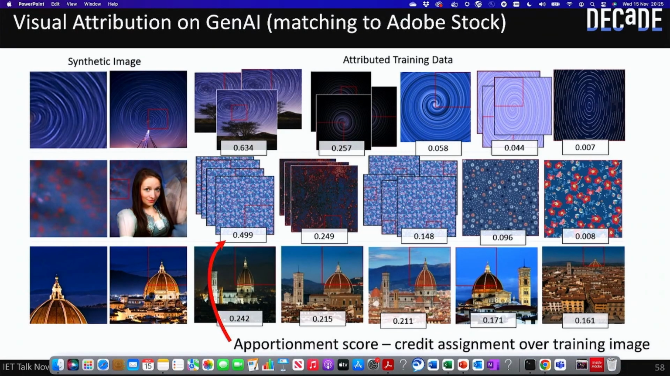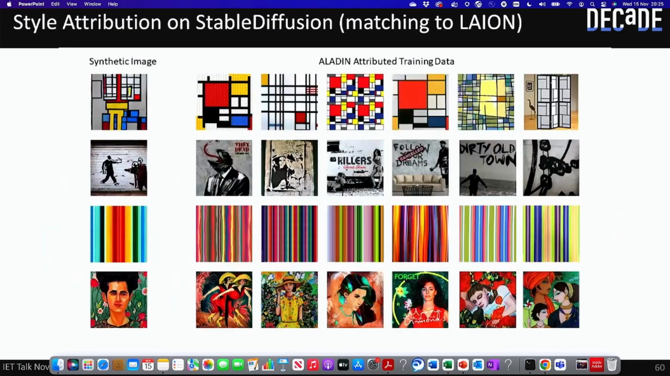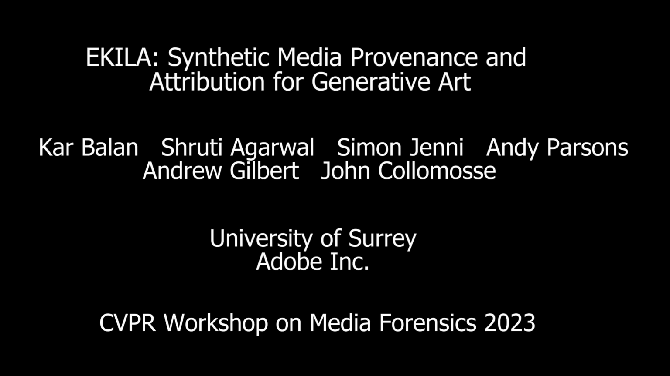But that wasn't the case with the Adobe Stock dataset, because Adobe Stock's like a marketplace where creators can sell their images, but there's a lot of content moderation put around that so that product IP images, for example, don't get accepted into that marketplace. So you don't see the same sort of traceability happening there with those sorts of images, and it can match styles as well, which is quite interesting.